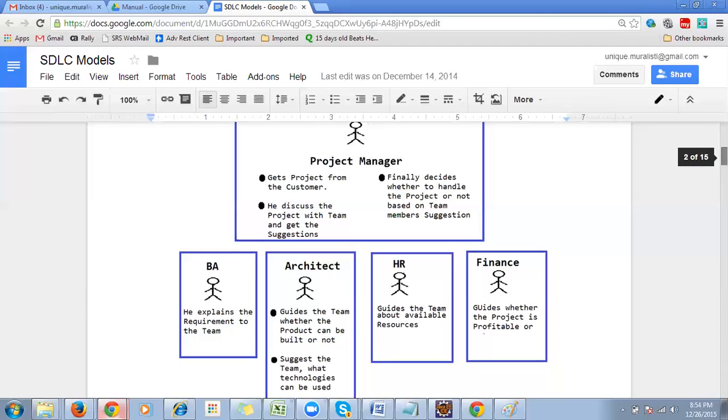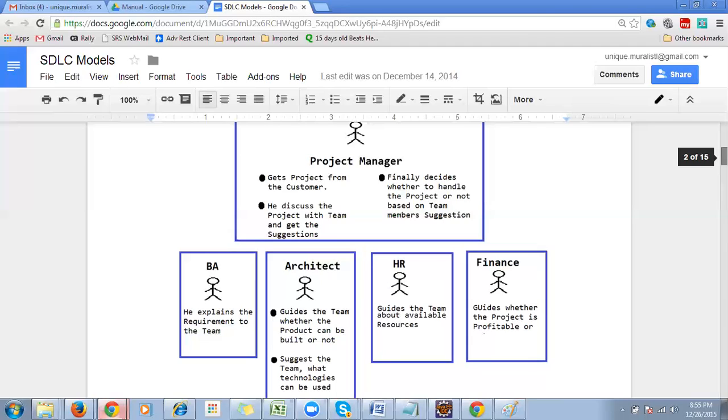Then the finance team guides them. If we do this project, what profit will we get? Will we get a profit or not with this many members and this time? So we have to complete the project within 1 year, and that is the profit. If we extend it for another 2 months, our profit margin will be less. So like that, he will give the information for each and everything.